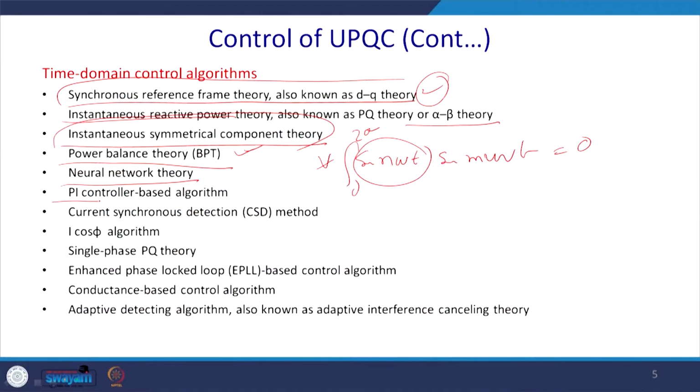Similarly, there is a PI based control algorithm where decoupling voltage, I am going back to this whiteboard. What happened here? You generally have two VSC, VSC 1 and VSC 2. This is generally the shunt part, and this one is generally the series part.